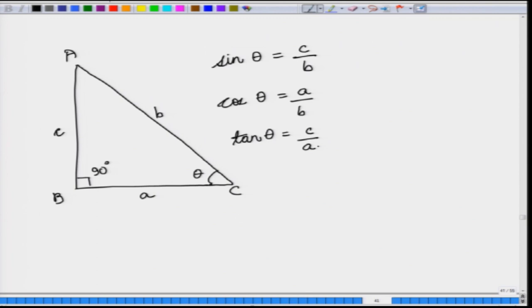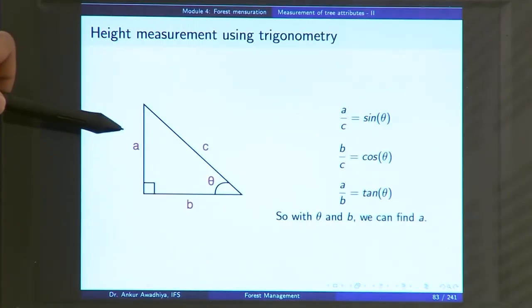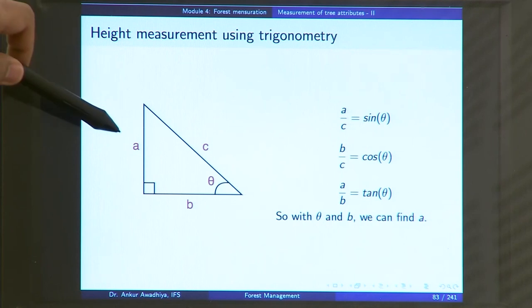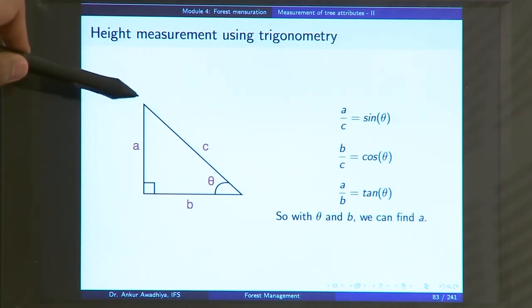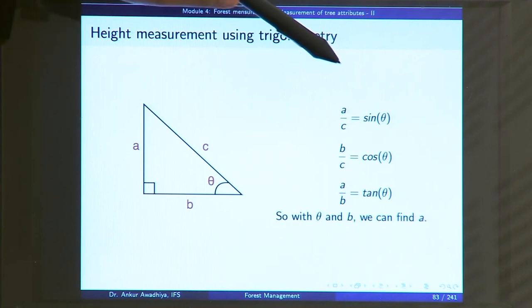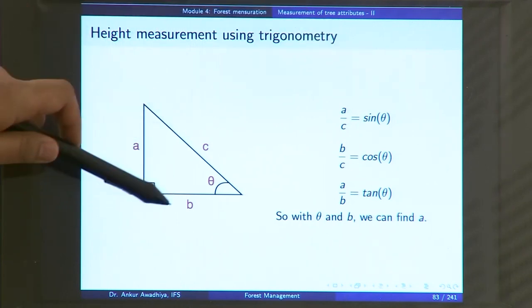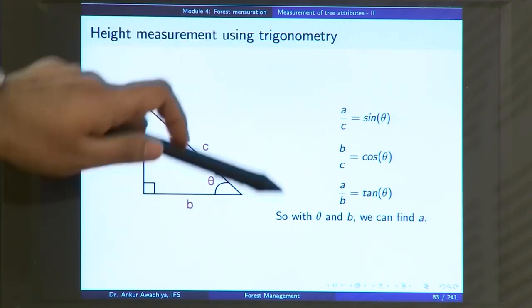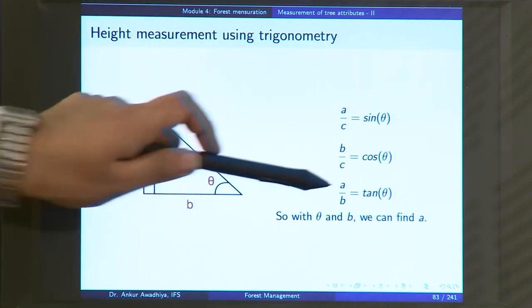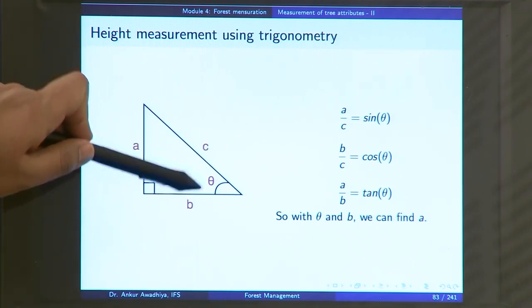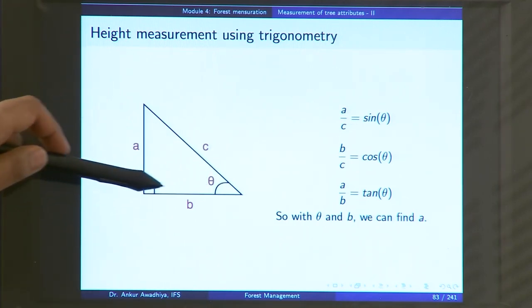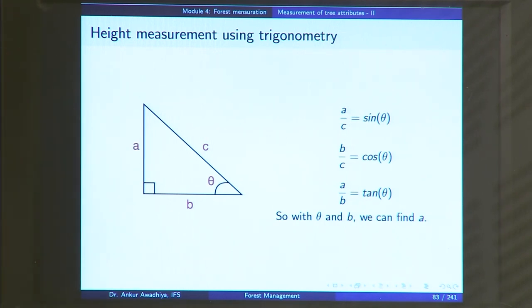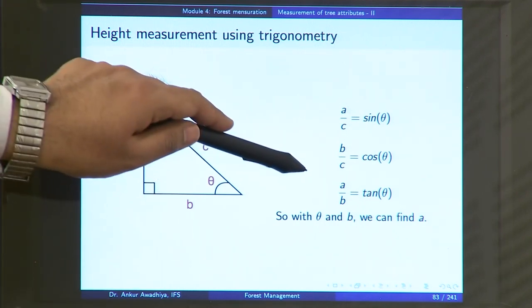Now, this is the relation that we can make use of in measuring the height of the trees. So, in this triangle, if we have these values a, b and c, then a by c, that is the opposite side divided by the hypotenuse, is sin theta. b by c, which is in the case of this angle, the adjacent side divided by the hypotenuse, is cos theta, and a by b is tan theta. So, if you can measure the value of this theta and if you can measure the value of b, you can find out a by using a by b is equal to tan theta.